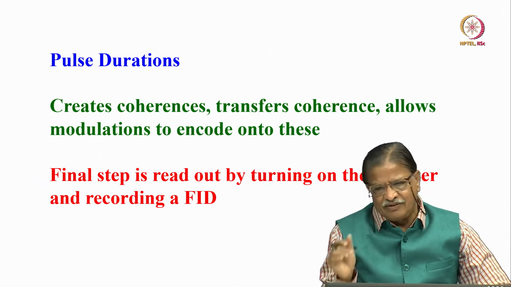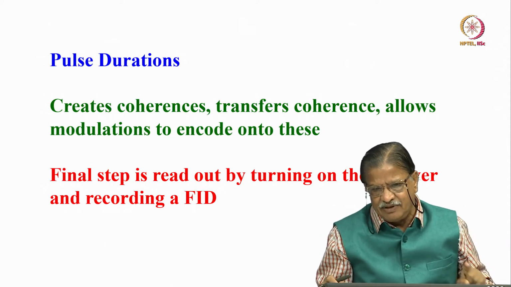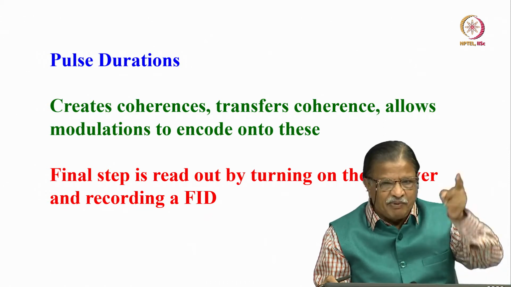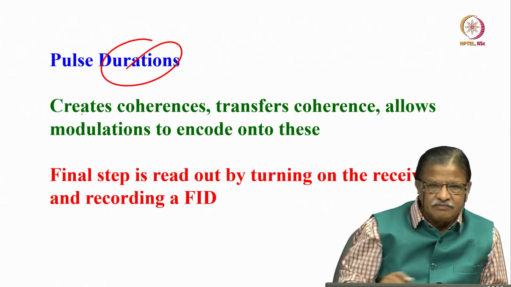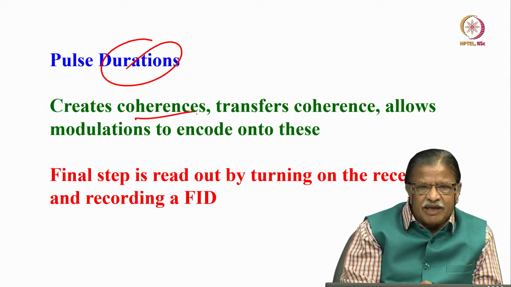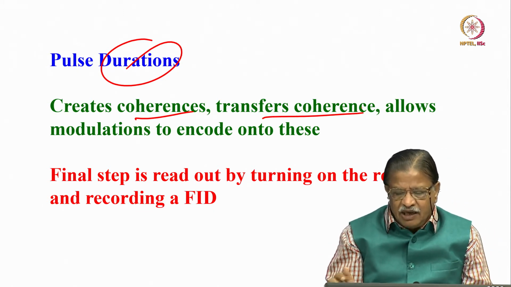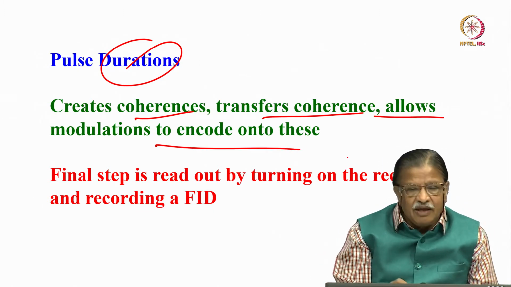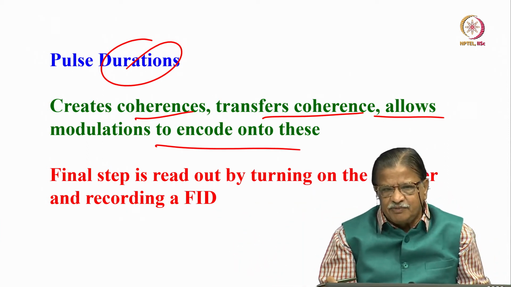So, a variety of such information is available. Each pulse sequence has its own experiment, and each experiment has its own pulse sequence. Now, the pulse durations are also very important, as they sometimes create coherences. It transfers coherences from one spin to another spin. It allows the modification of one and encodes this information into another spin, which is also possible.